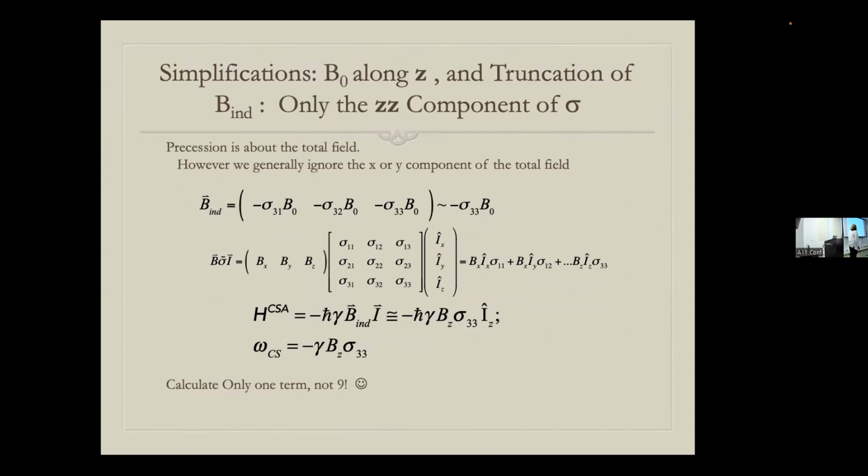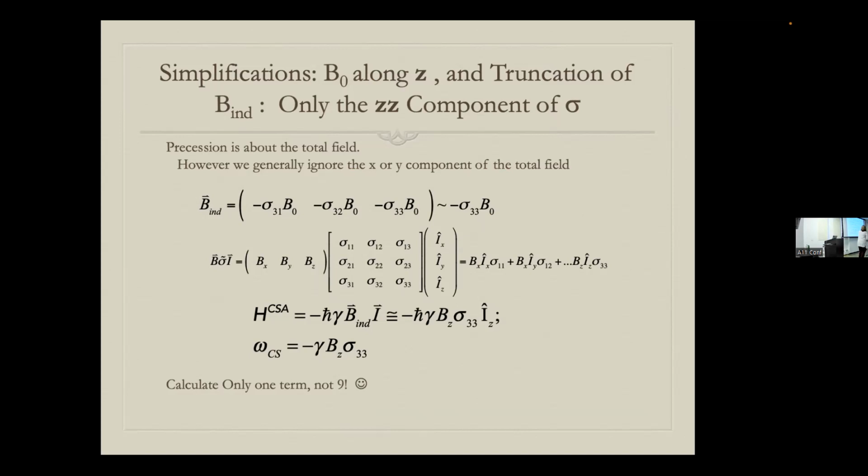But the truth is that we only need to take the BZ and IZ term. We can pretend everything else in here is unimportant. And what that means is that the only element in this 9-element tensor that we're going to make any use of is sigma 3,3.